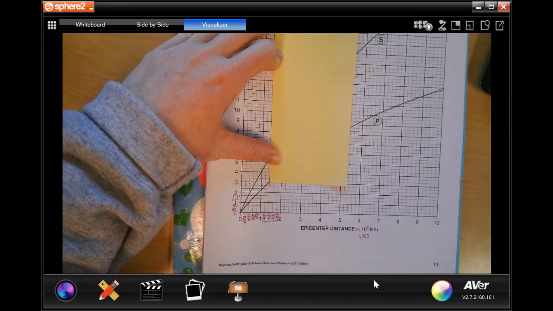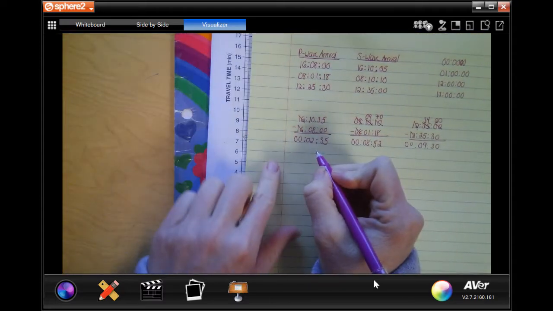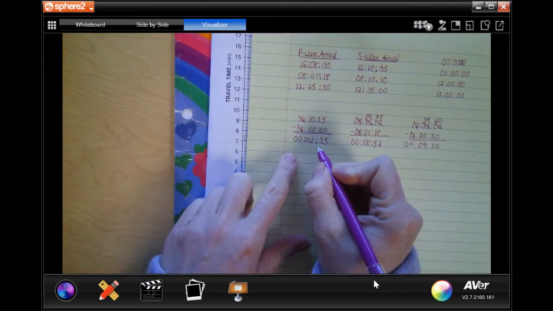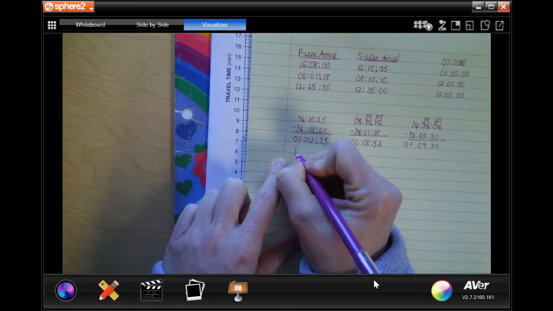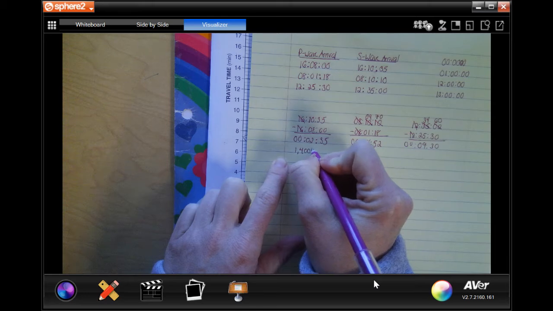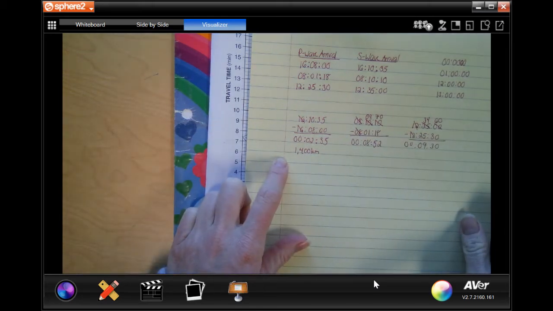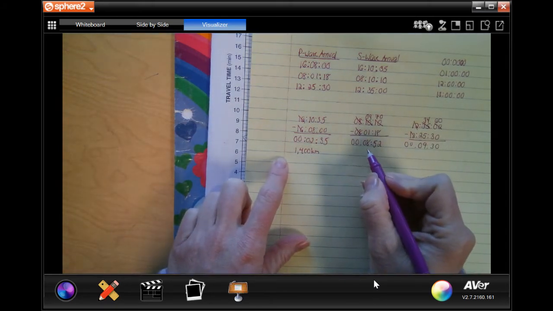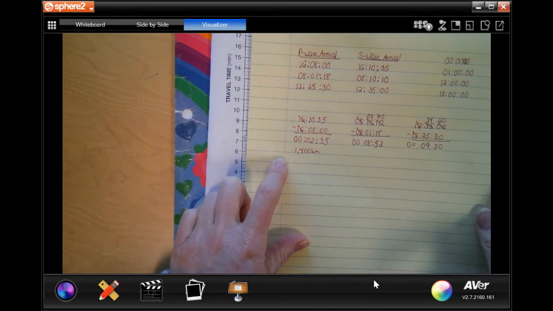1,400 kilometers. So I'm going to write that down. When the P wave arrives 2 minutes and 35 seconds earlier than the S wave, the distance to the epicenter is 1,400 kilometers. Now let's do our 8 minute and 52 second arrival time.